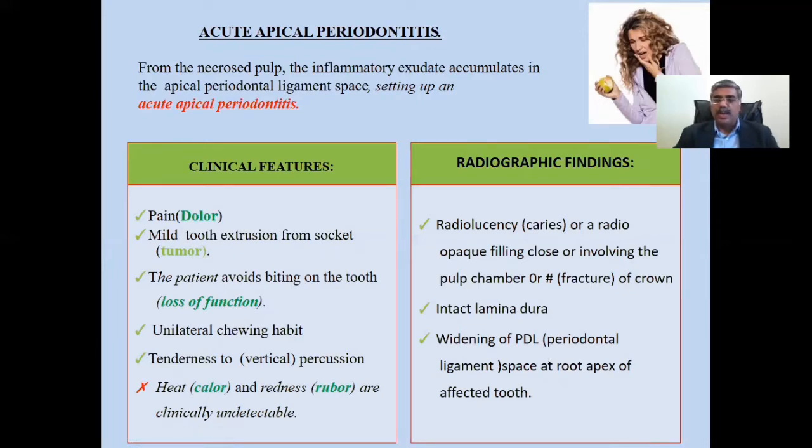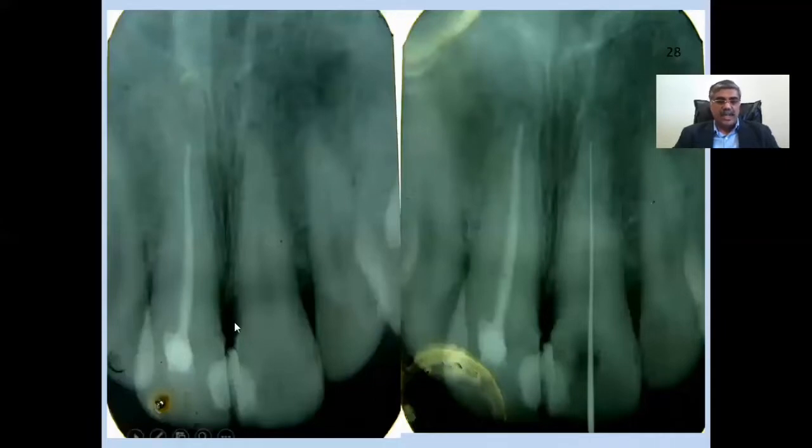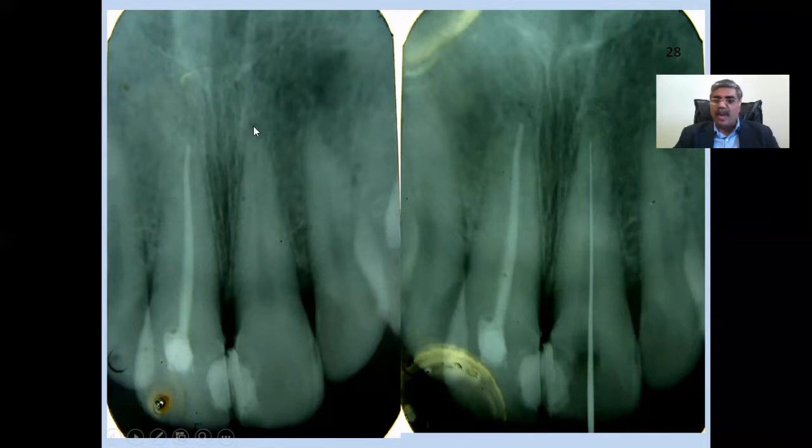Now let me show you a radiograph. Here is a patient where you can see the left maxillary central incisor has a mesioproximal restoration, and there is a radiolucency below the restoration representing secondary caries, and the tooth was symptomatic. The patient had pain, and there was pain on percussion. And look at the apex. The lamina dura will be intact, but there will be a thickening of the periodontal ligament space at the apex.